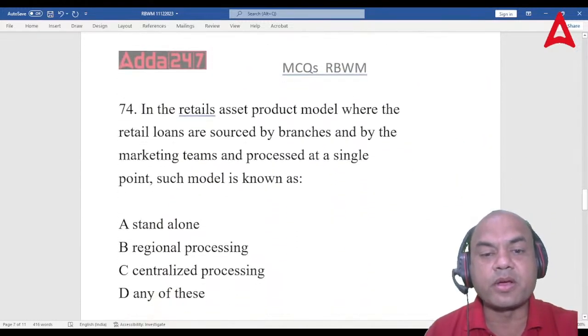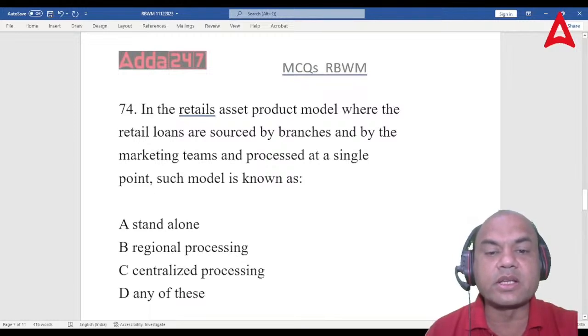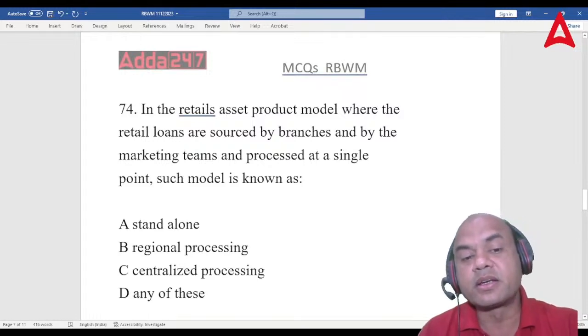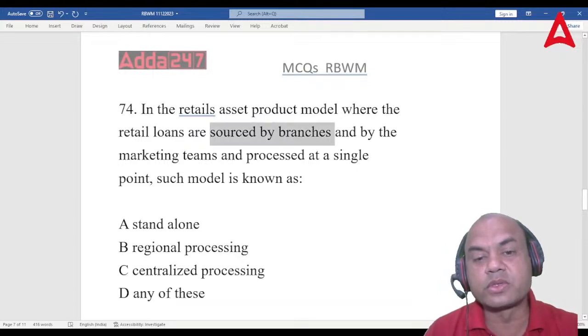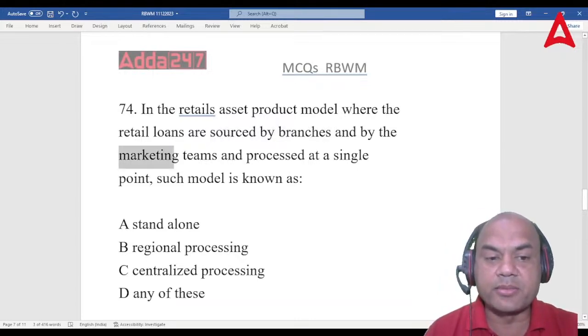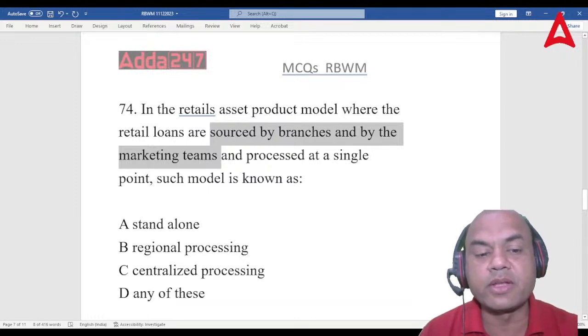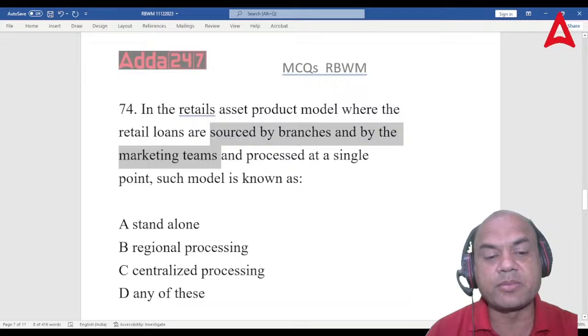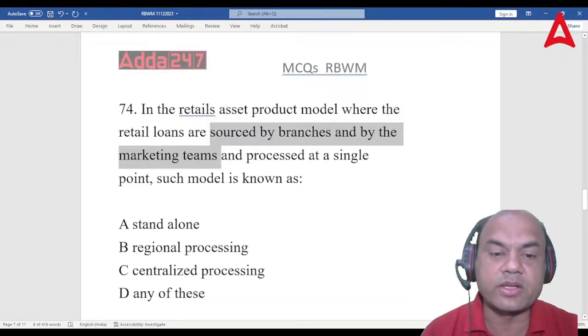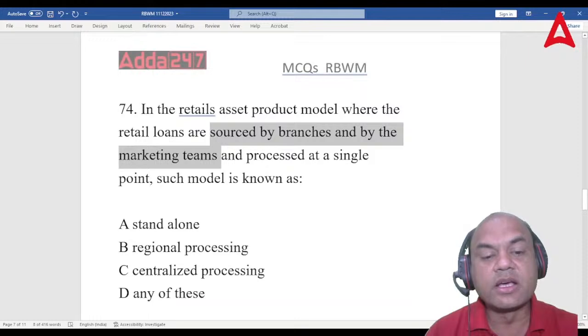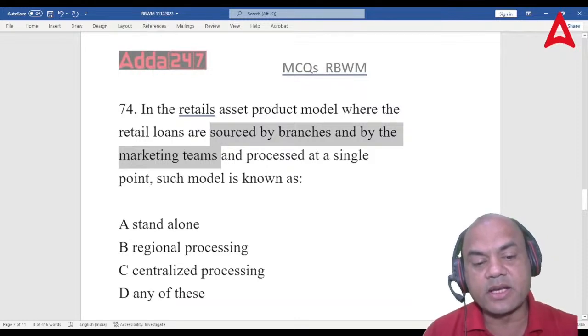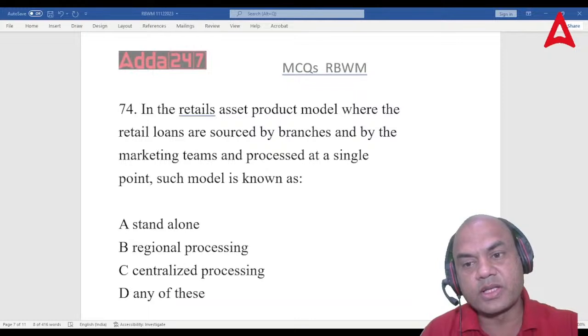In retail asset product model where the retail loans are sourced by branches and by marketing teams and processed at a single point, it is known as? Here we are talking only of sourcing, and processed at a single point. Single point means only one level. Centralized processing it might be, or anything we can call it. So it is called as what? Standalone, regional, centralized, or any of these. So what is the answer for this?